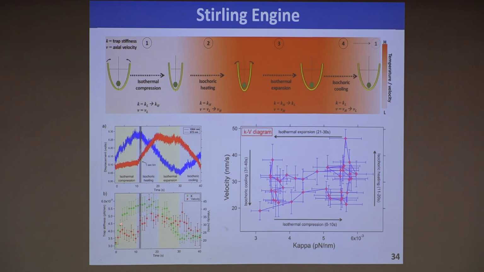So this is the kind of velocities you get, and the trap stiffness. The trap stiffness you can see is going up, but the velocity is constant. Here the velocity is going up, but the trap stiffness is constant, and so on and so forth. So we generated this KV diagram, the kappa trap stiffness with the active velocity diagram, and you can clearly see a loop here. So that gives you the Stirling engine kind of loop behavior there.